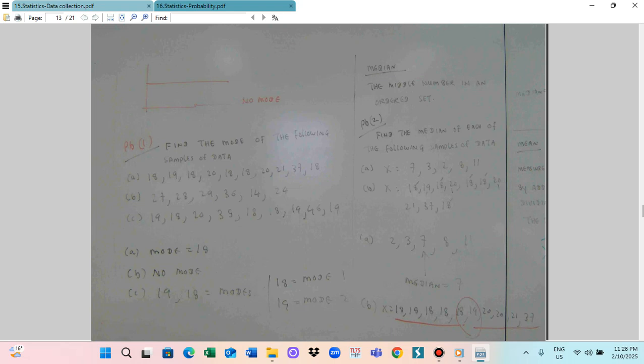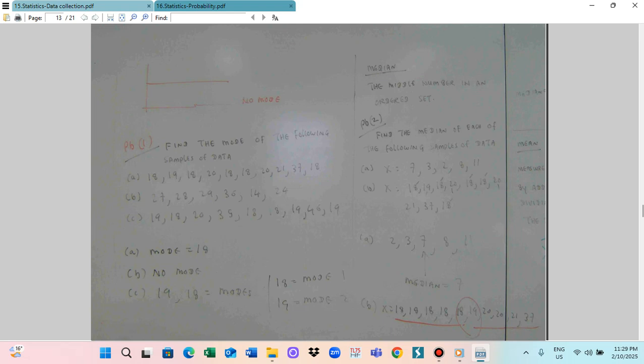So in this case, there are 2 modes. 19 and 18 are modes, because they happen 2 times each. So 19 and 18 are the modes. This is how many times each happens. The highest number of occurrences, this is what we call the mode.